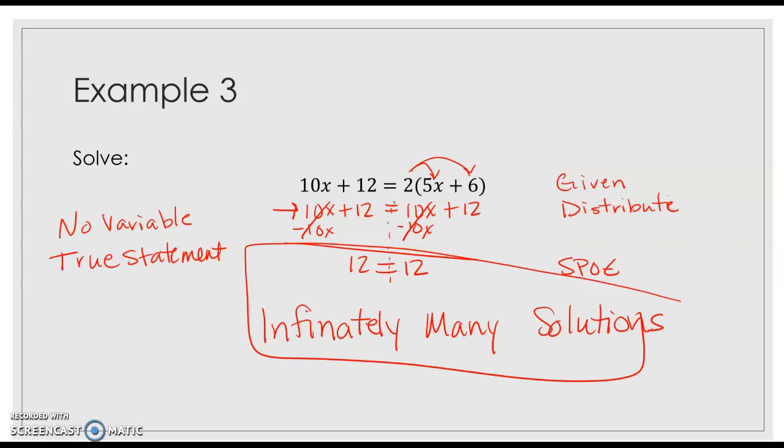Now, you may be asking, what does infinitely many solutions mean? What it means is I can put in any x, and it's going to be equal on both sides. So I could choose -5, and I'm going to get the same thing on both sides. I could choose 1,000 or 1,524. I'm going to get the same thing on both sides. So infinitely many means every number is an answer for this problem. All right, so let's go to our next one.